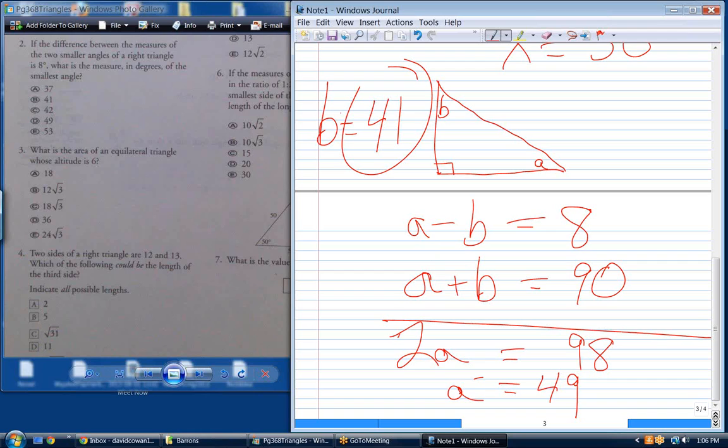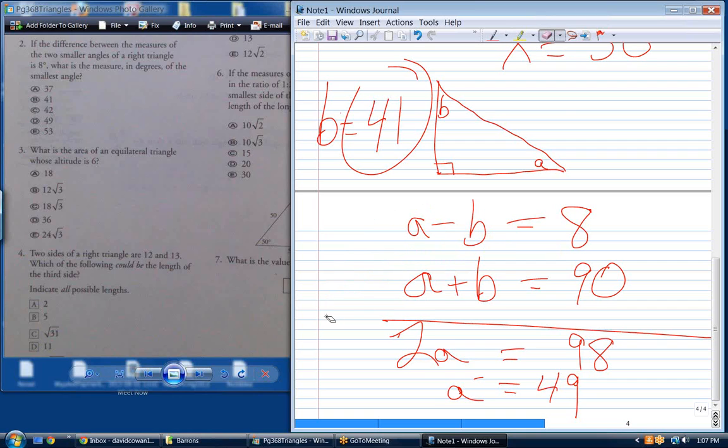Now, the trap here was that when we solve these two equations, we're solving for A because it's really the easiest thing to solve for. And then you have to make sure that you answer the question, which is what's the smaller angle? A is actually the bigger angle. The moment you say A minus B equals 8, you're saying A is the bigger angle.